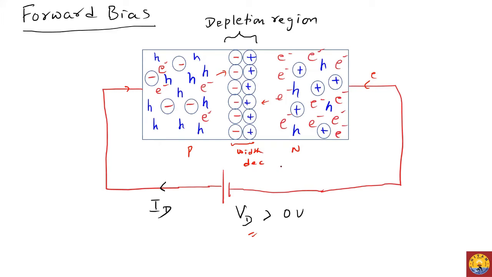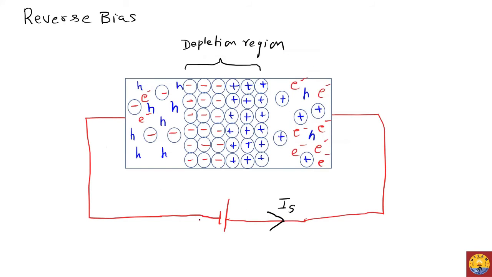So holes will move in this direction, and electrons in this direction. This current is basically in milliamperes, so it is a larger value. Then we have a case where we apply a reverse potential. In the reverse potential, what will happen? I am connecting the p-type to the negative plate and the n-type to the positive plate.